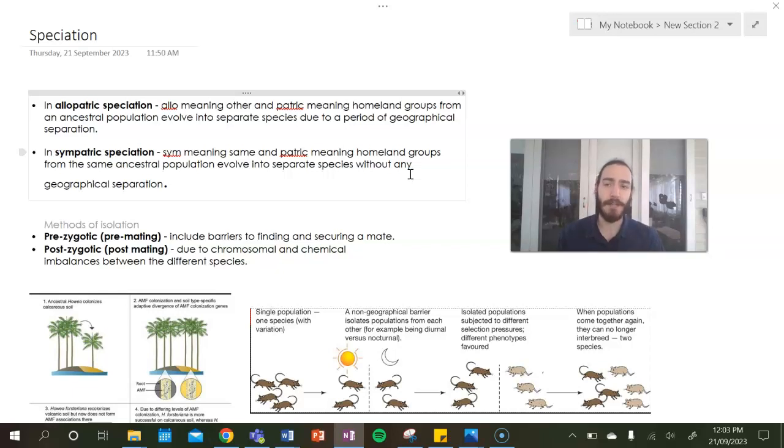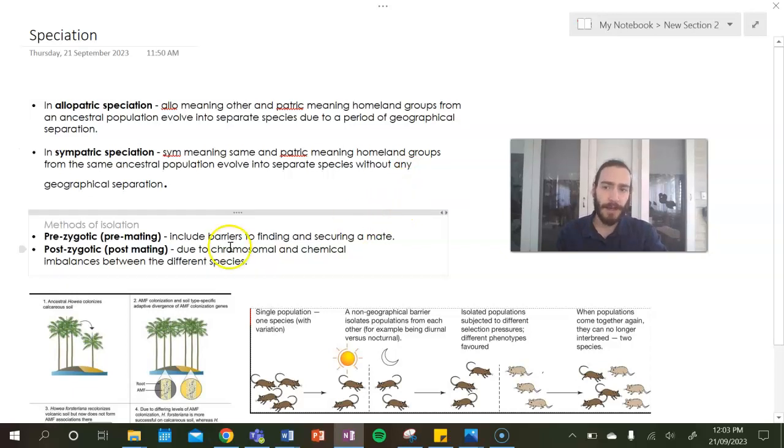Sympatric speciation is different. That is where the members of the species are not categorically geographically isolated. So what does that mean? It means that they are in the same spot. Okay, and that can be really confusing to some people. And when you first hear it, it does sound very confusing, but it's actually not too hard to understand.